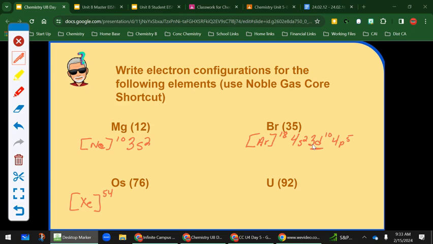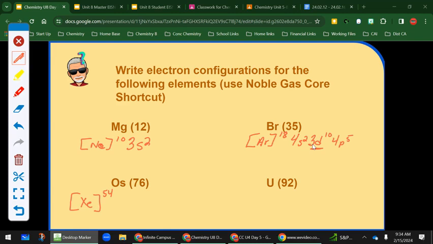So until we get to the 6th energy level, we don't have to worry about F's. But when we do have F's in the 6th energy level, which F's are they? If they're 2 behind, they're the 4 F's. And these down here are the 5 F's.